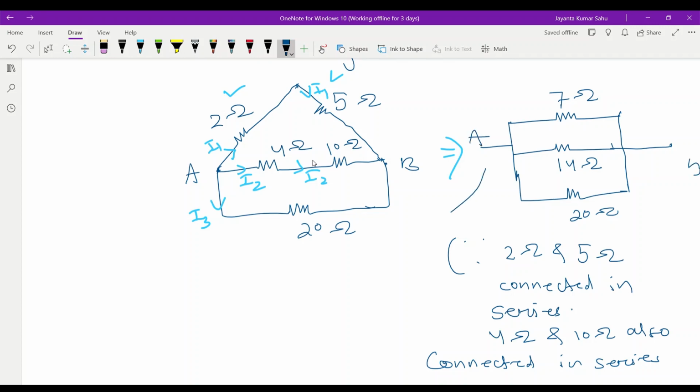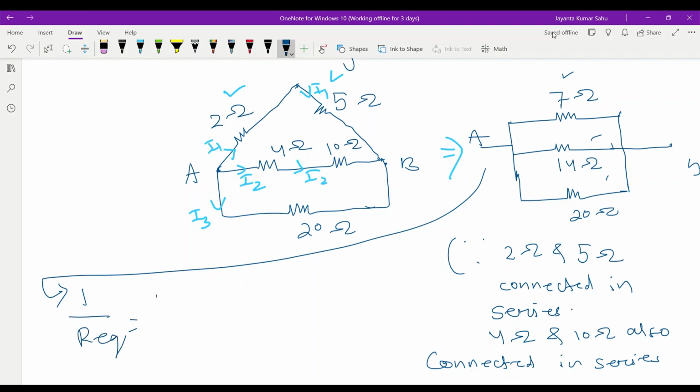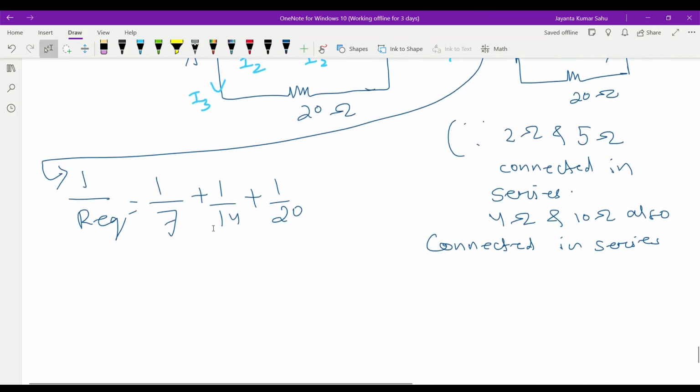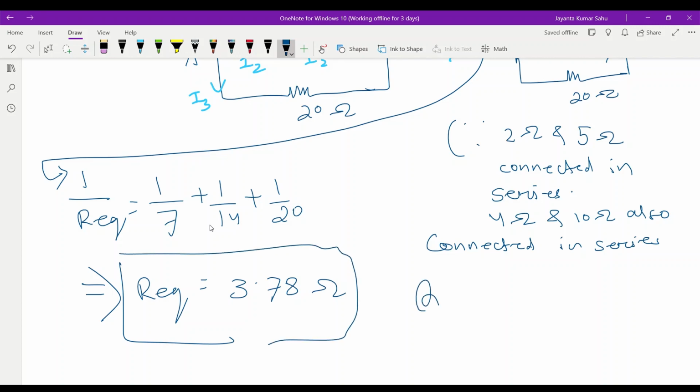Now we calculate the equivalent resistance. All are connected in parallel, so we apply the conventional method. 1 by R equivalent is equal to 1 by 7 plus 1 by 14 plus 1 by 20. Using a calculator, R equivalent is equal to 3.78 ohm. In this way, we solve the Wheatstone bridge principle.